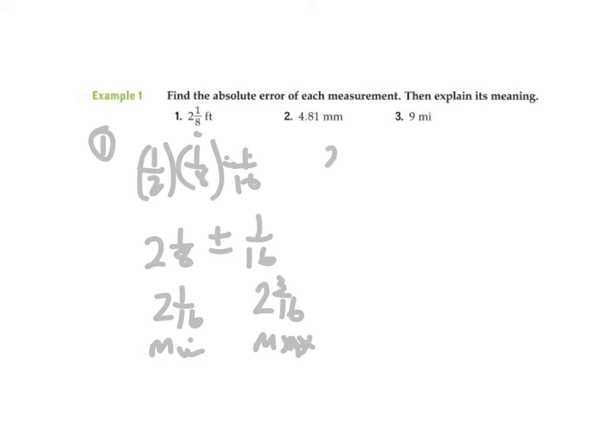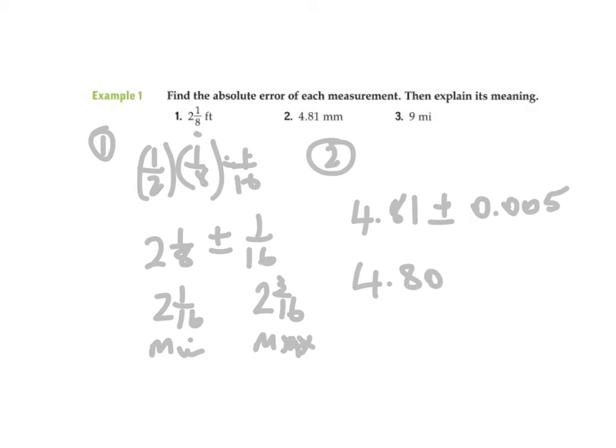Let's have a look at question number 2. This time we're in hundredths, so you've got to go to thousandths. So this time it's going to be 4.81 plus or minus 0.005. So it's going to be 4.805 or 4.815, minimum and maximum.